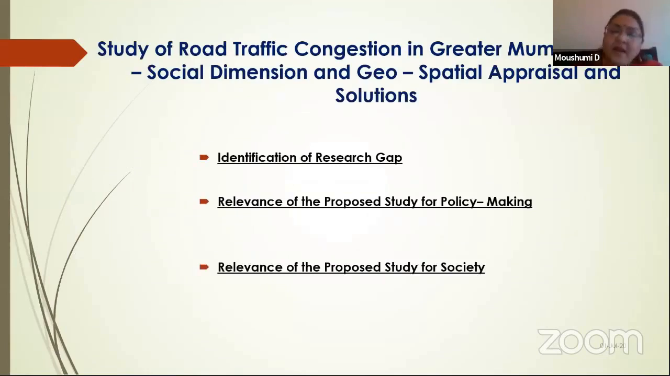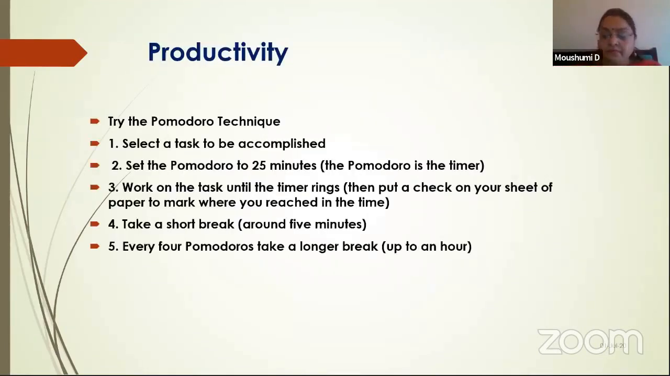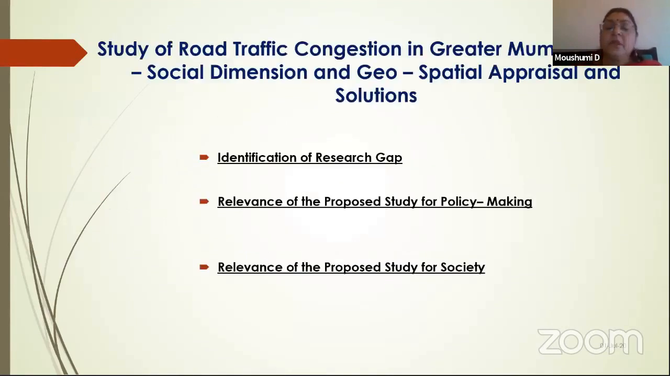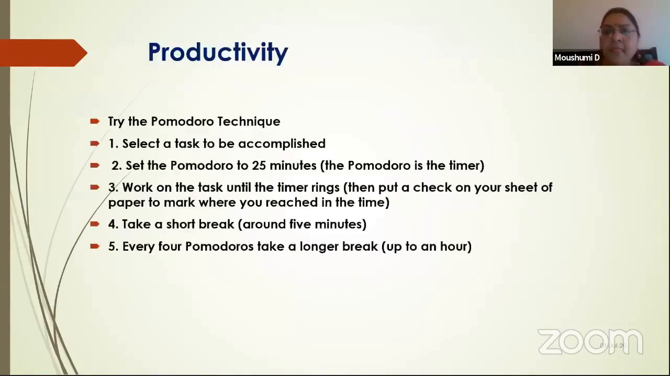So always, whenever you try to write down the rationale of study, find out the research gap from literature review. Once you find out the research gap from literature review, you try to find out how your study will be helpful for policy making, how your study will be helpful to the society. So the answer will automatically come in.